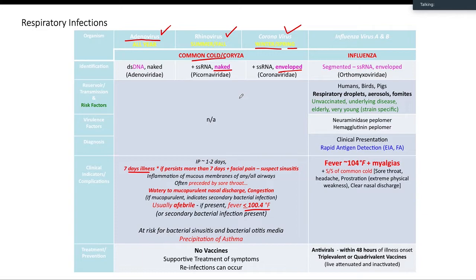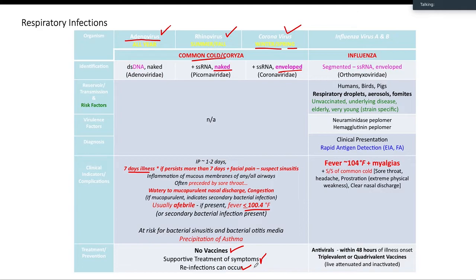No vaccines. We're not really worried about directly treating the symptoms, just giving supportive care. We can get reinfected with these because they have capsids that change quite a bit while we are infected by them. And so we can see reinfection happening.